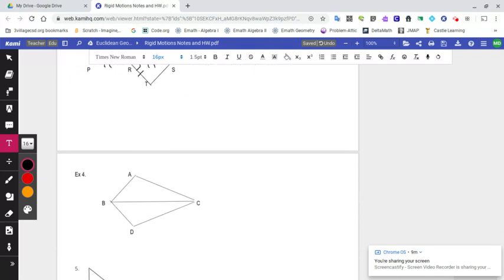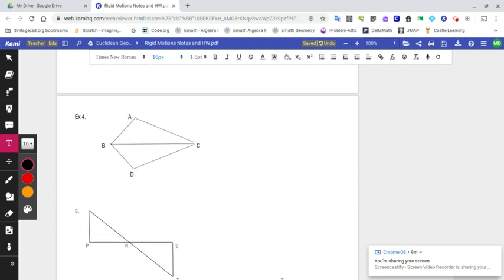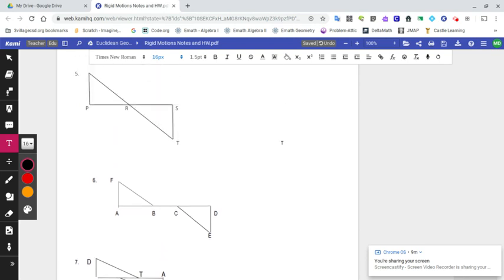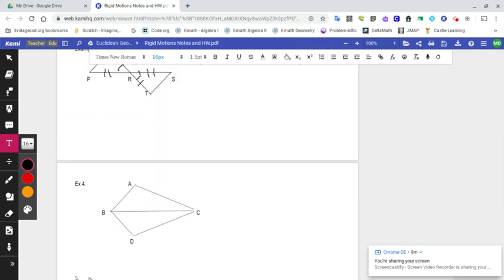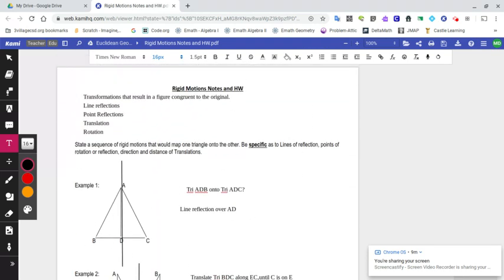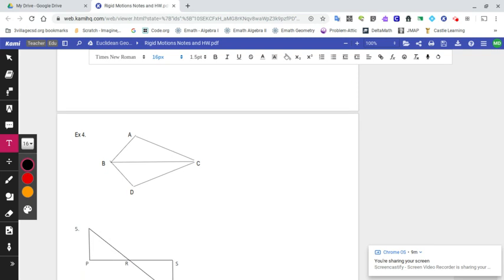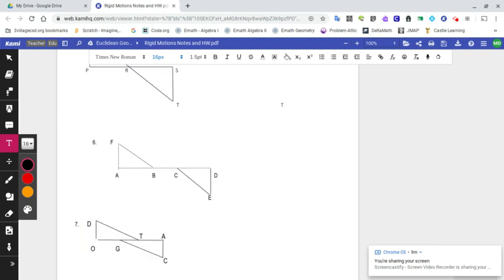What you can do for homework is try the rest of these, 4, 5, 6, and 7. There's also going to be some other practice proofs that I'm going to want you to do for homework. Finish up this ditto, figure out what rigid motions will map one triangle onto the other, annotate it with Kami, and put it into the Google Classroom. See what you can do.